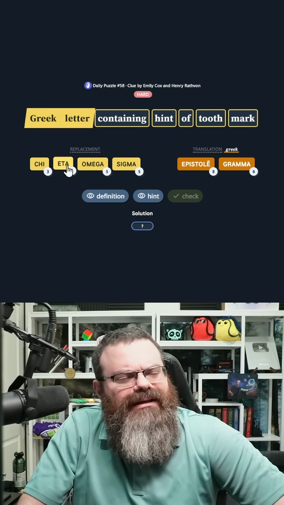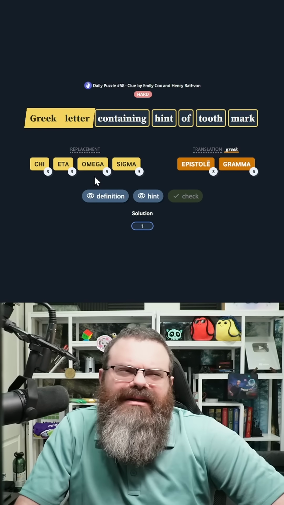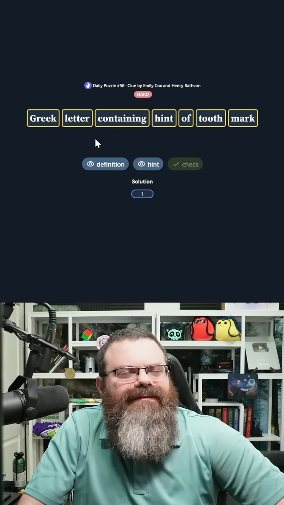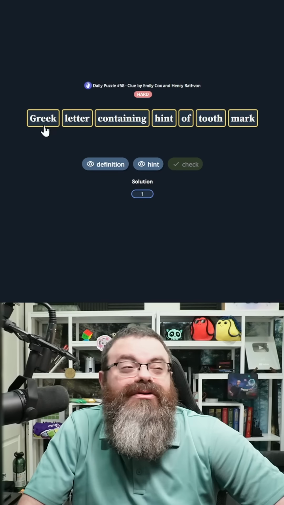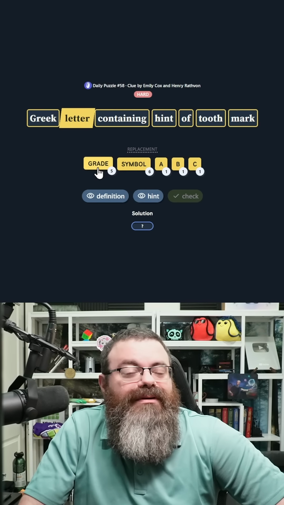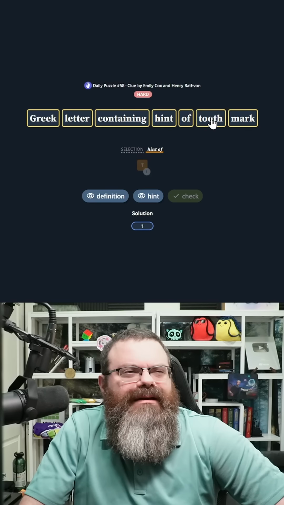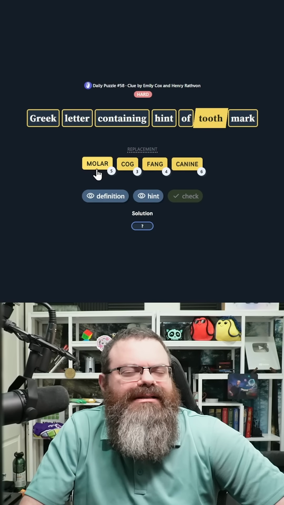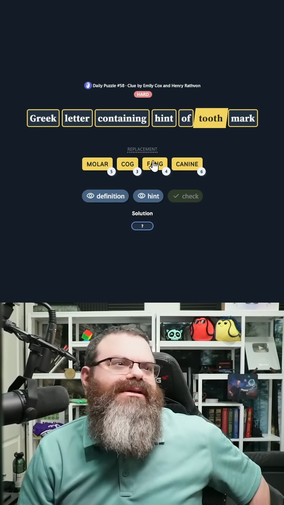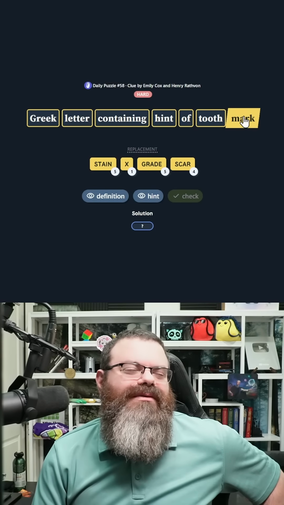Chi, eta, omega. It might not be this. I wonder if Greek letter is our definition, but then containing doesn't work. Could Greek be our definition? Could be greater symbol. Containing. I still think containing is our indicator. And then we can get the hint of, we can get a T, M, C, F, or another C. But then what would mark do?